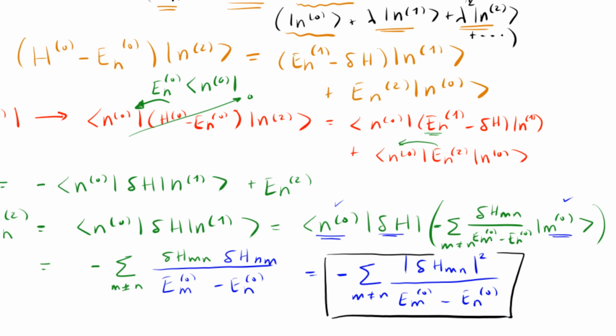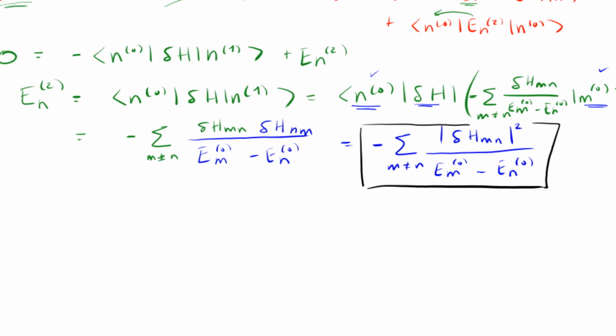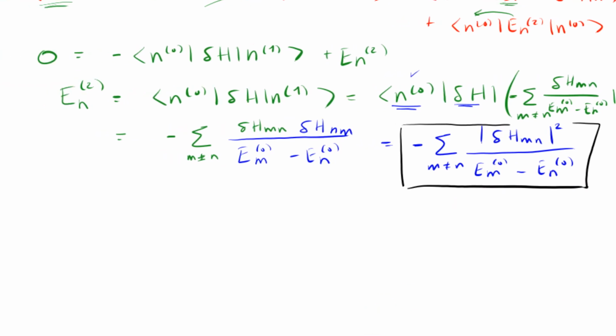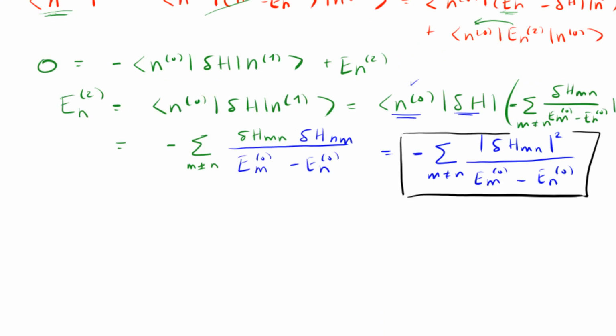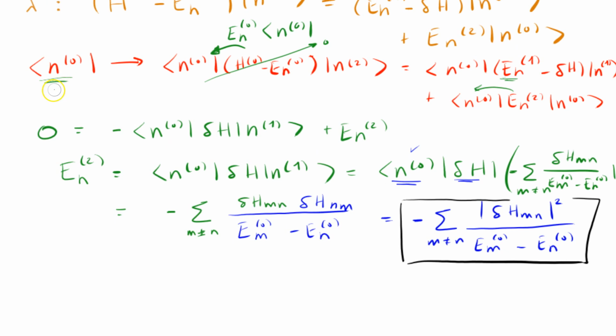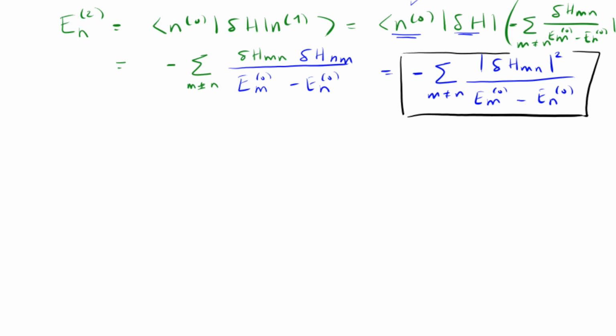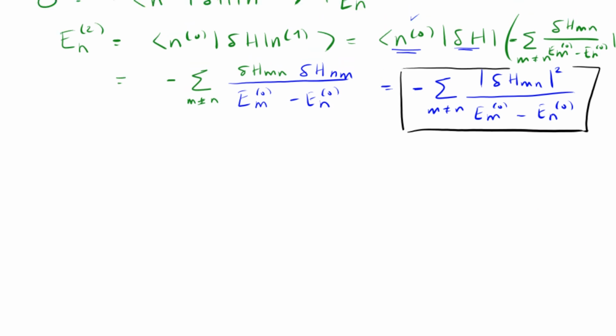Nice. So now let's calculate the second order state correction. How do we do that? Same thing. But this time, instead of attacking it from the left with n0, we're going to do what we did before and attack it from the left with m0, where m does not equal n. That's what we did before, so why not do it again? It gave us good results before. It'll give us good results now.